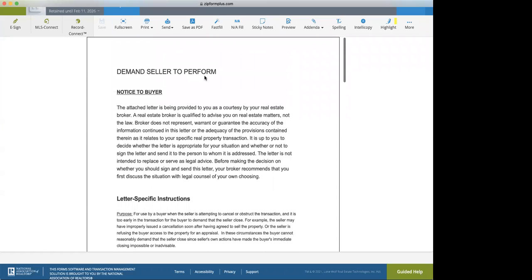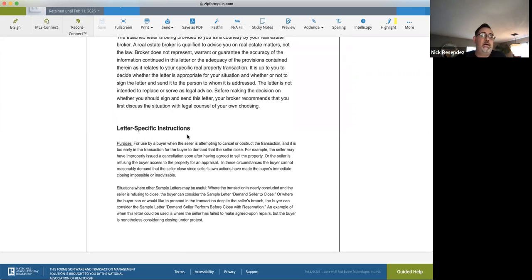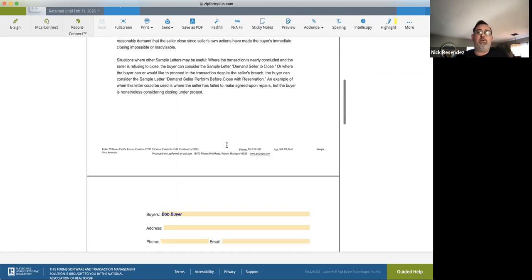All right, demand seller to perform. The last one was demand seller to close. This is demand seller to perform. And this is basically where a buyer, when the seller's attempting to cancel or obstruct the transaction, but it's too early for a demand to close. And so what is a situation where that might occur?